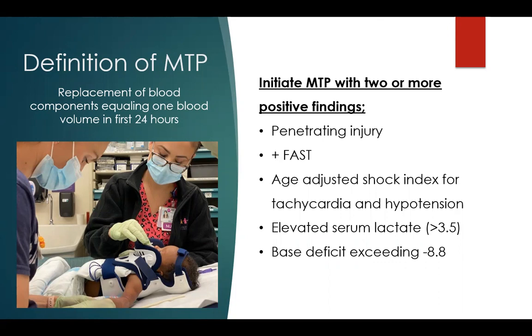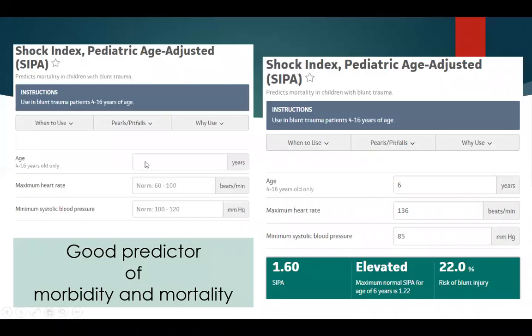You want to initiate MTP, or massive transfusion protocol, with 2 or more positive findings: either penetrating injury, a positive FAST, an age-adjusted shock index for tachycardia and hypotension, which in the ED we don't really do, but I'll explain it on the next slide, an elevated serum lactate of greater than 3.5, or a base deficit exceeding negative 8.8.